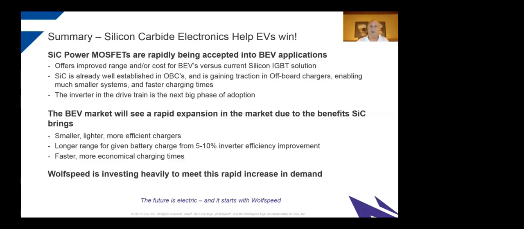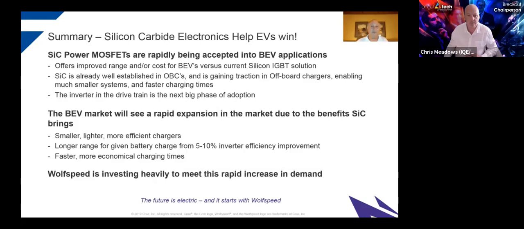The BEV market will see a rapid expansion in the market due to the benefits we bring through smaller, lighter, and more efficient chargers, longer range for a given battery charge from 5 to 10% again in inverter efficiency improvement, and faster, more economical charging times. So to meet this demand, Wolfspeed is investing very heavily to be ready for this automotive market.